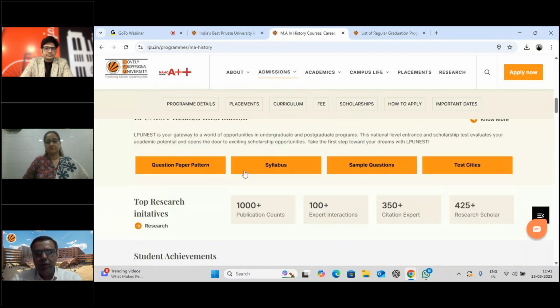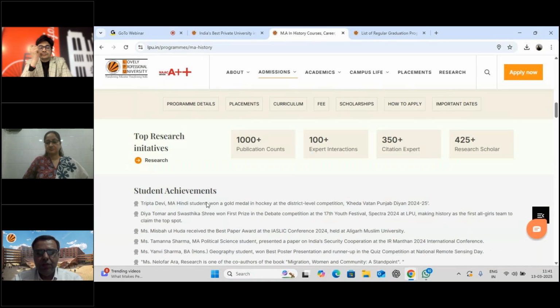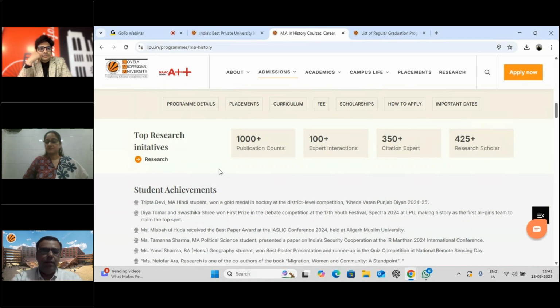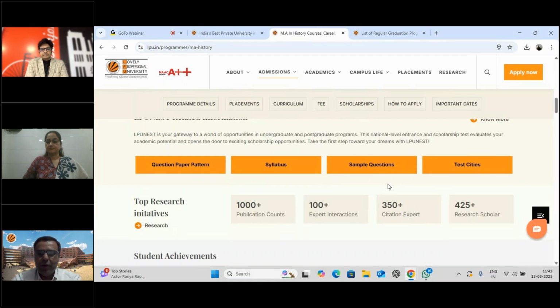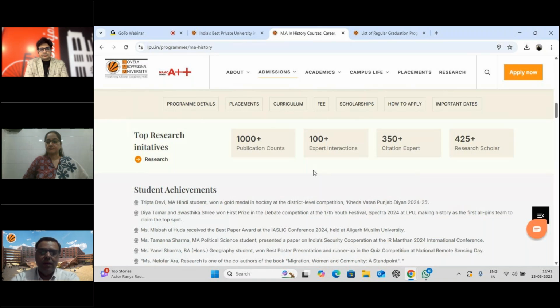I just want to show you this part, the research initiative, which hardly any of the universities are able to give you. 1000 plus publication count, that matters a lot. Expert interaction 100 plus. That means while staying in LPU, you can interact with 100 plus experts while staying in a single place. You don't have to go here and there. Citations 350 plus. Research scholars, if I want to see the research scholars for history programs, 425 plus research scholars are available.